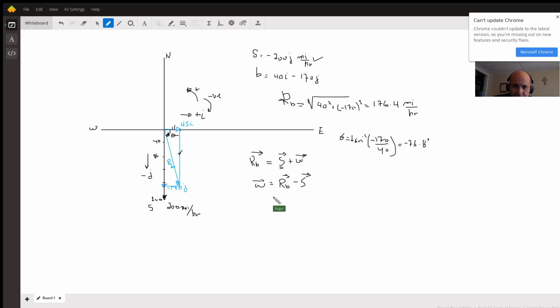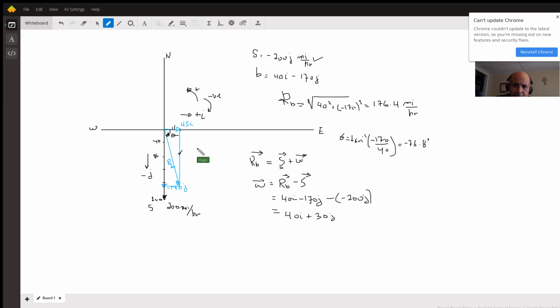We know what vector RB is, which is 40i minus 170j. And we know what vector S is. It's minus vector S, which is minus 200j. So now we add the i and j components, we get 40i minus 170 plus 200 is plus 30j. So we know what the component of W is now.